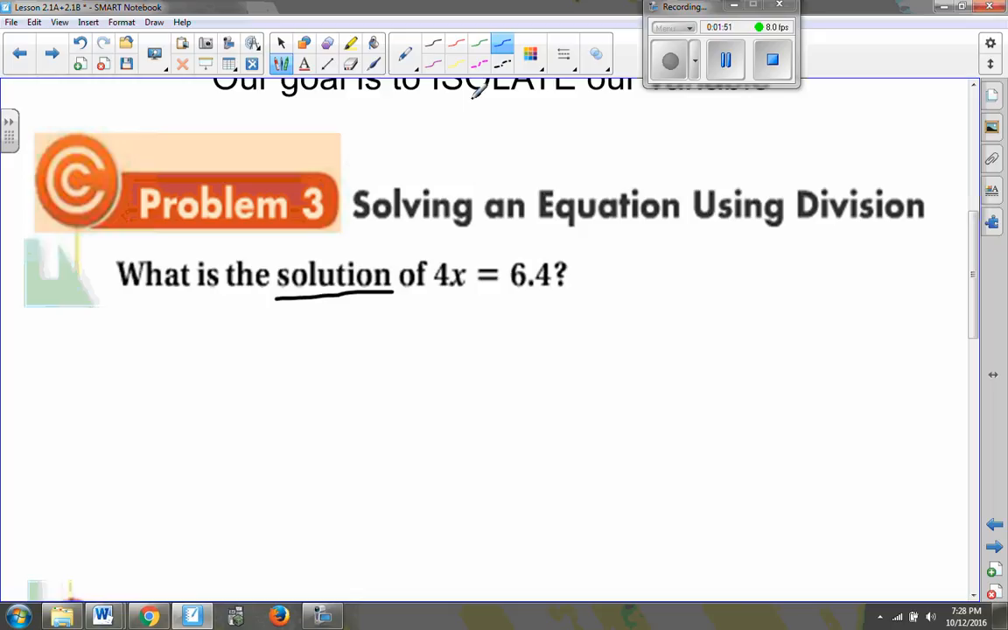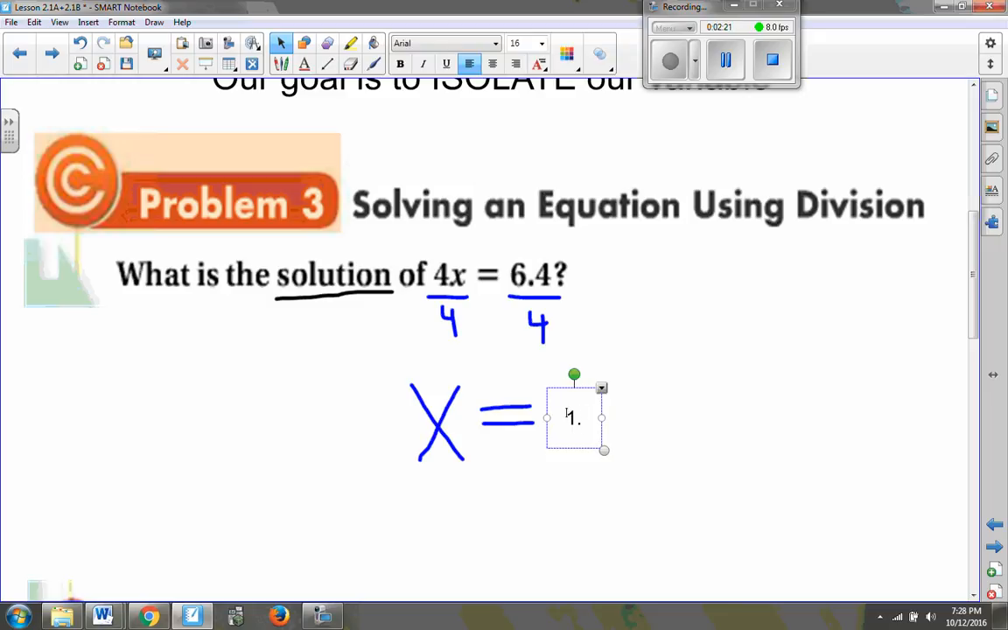Question is, how do we undo multiply by 4? Well, we do the opposite of multiply, which is divide. So we divide this side by 4 to get rid of the 4's. Those will cancel out, and I'll just have x. And then on the other side, I also have to do that side divided by 4. That's what my division property says. It's okay if I divide both sides of this equation by 4. So I end up with 6.4 divided by 4, and that equals 1.6.